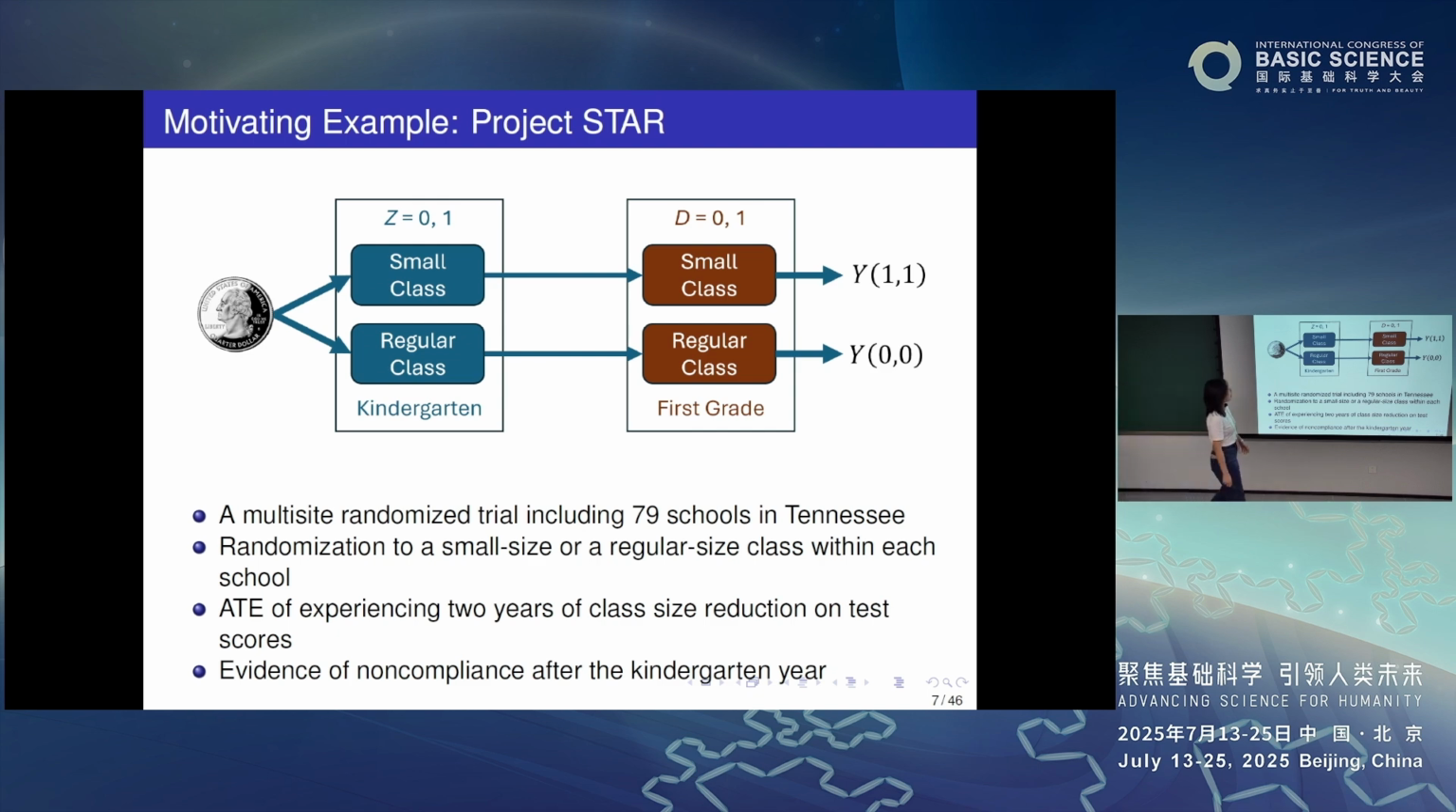They may cause students to switch to a different class type in the first grade. Although originally we have randomization, students sticking to the small class all the time will no longer be comparable to students who stick to the regular class all the time.